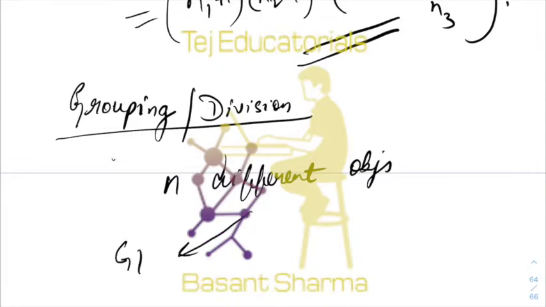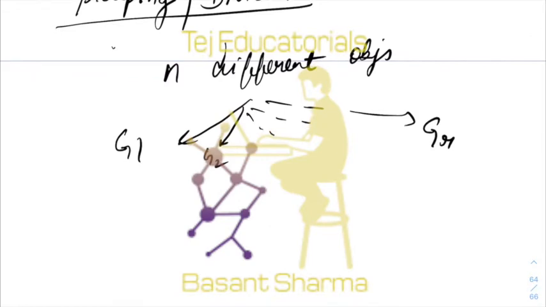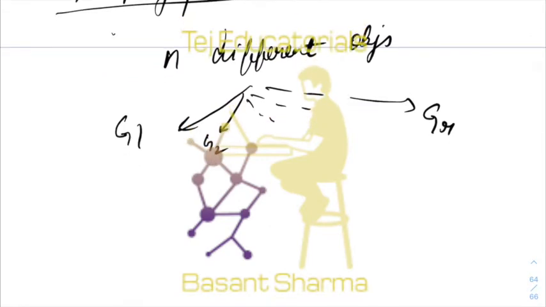Let's say group 1, group 2, till group R. You want to divide these objects into R groups, and suppose group 1 has size n1, group 2 has size n2, and group R has size nr. The idea is how many ways are there of dividing these n different objects into R groups of group size n1, n2, so on till nr.